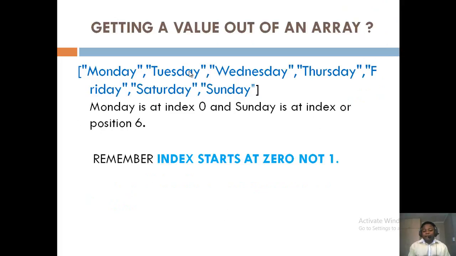That is the same array we've created earlier with the days of the week: Monday, Tuesday, Wednesday, Thursday, Friday, Saturday, and Sunday. Now Monday is at index 0. Like I said, the first item is always at 0, and if we want to access Monday, we're going to use the index 0.